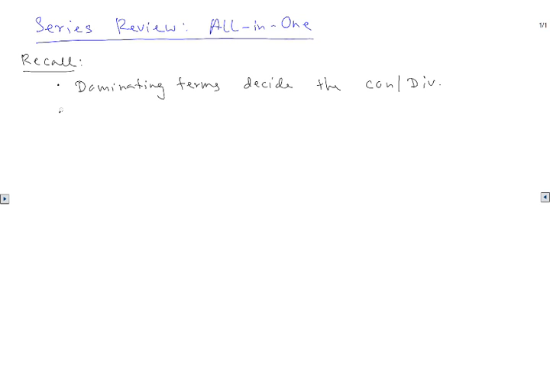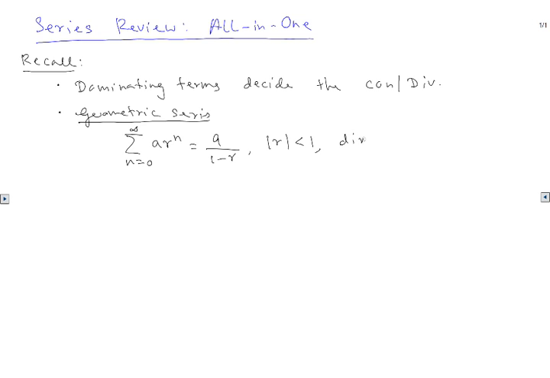The second one is the geometric series. A geometric series is any series that you can write in this form. You can start with any index or any number, so let's put 0 to infinity, A R to the N. This is N or N minus 1 depending on how you want to write it. The sum is A over 1 minus R. This is going to converge when the absolute value of R is less than 1, and diverges when the absolute value of R is greater than or equal to 1.